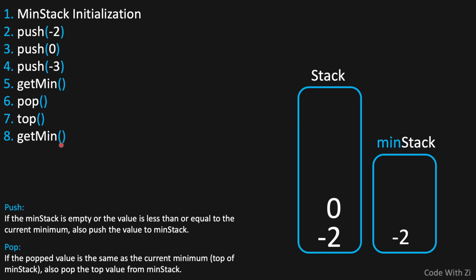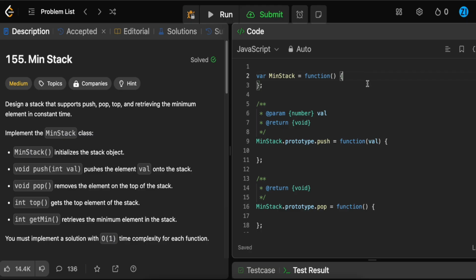Top is going to be 0, and then we're just going to return it like so. And then we're going to get min again. Get min is going to be basically returning the top element in our min_stack. Currently it is -2, so we're just going to return -2. And that's going to be it. Simple as that. Now let's code this in the simplest way possible. Alrighty, let's code this together.